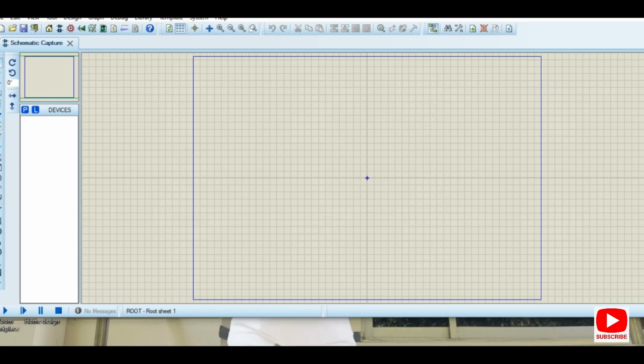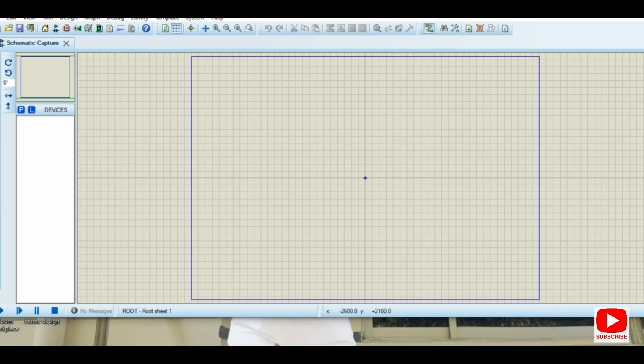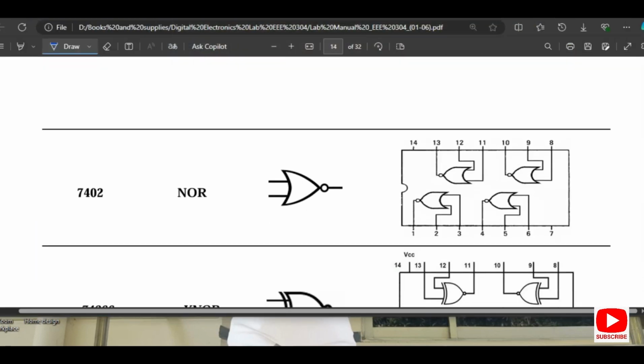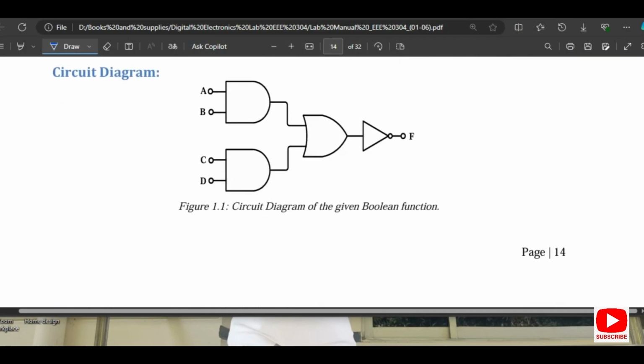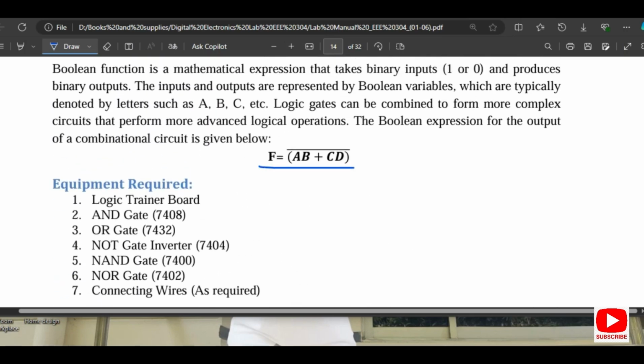Here is the Proteus software. You can install it on your desktop or laptop and you can easily use it. So first of all, our experiment is to develop a circuit diagram where F is equal to (AB plus CD) whole inverted. Basically, it says that terminals A and B will be multiplied together and C and D also multiplied together, but the products of AB and CD will be added here, and after that the whole result will be inverted.